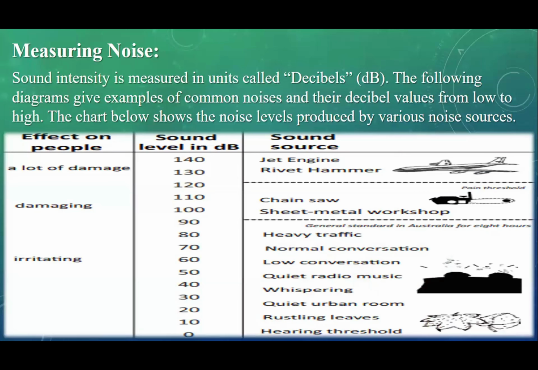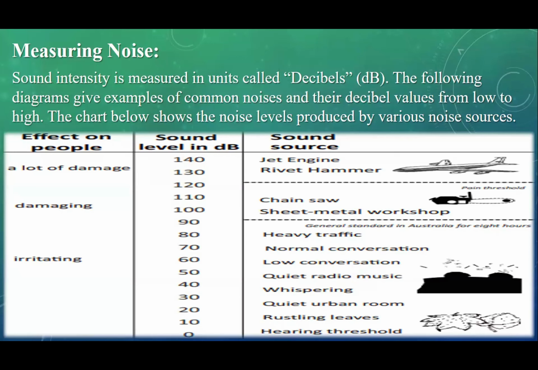Measuring noise. Sound intensity is measured in units called decibels. The following diagram gives examples of common noises and their decibel values from low to high. The chart below shows the noise levels produced by various noise sources. So here you can see the irritating effect on people and the sound level in decibels from the sound source.